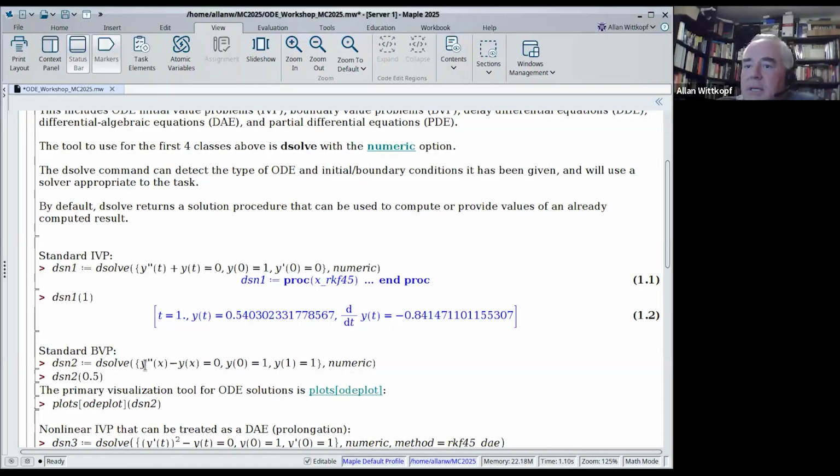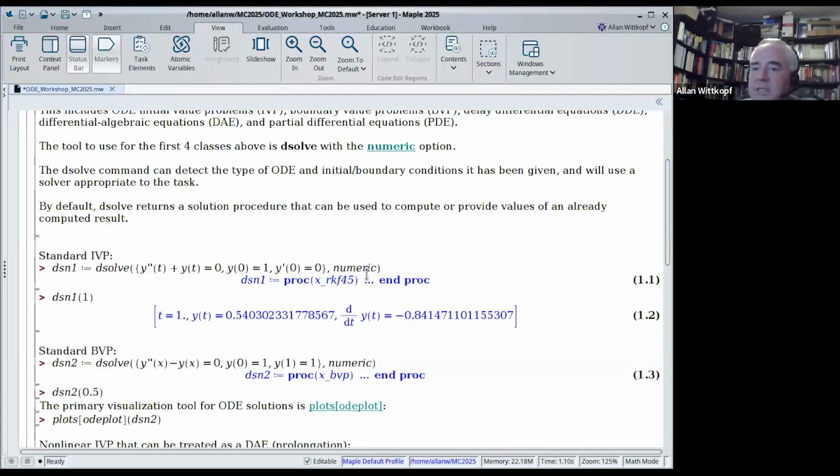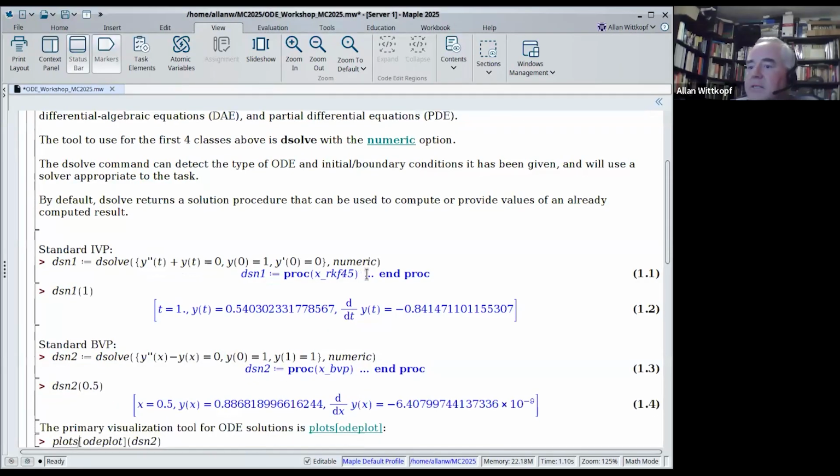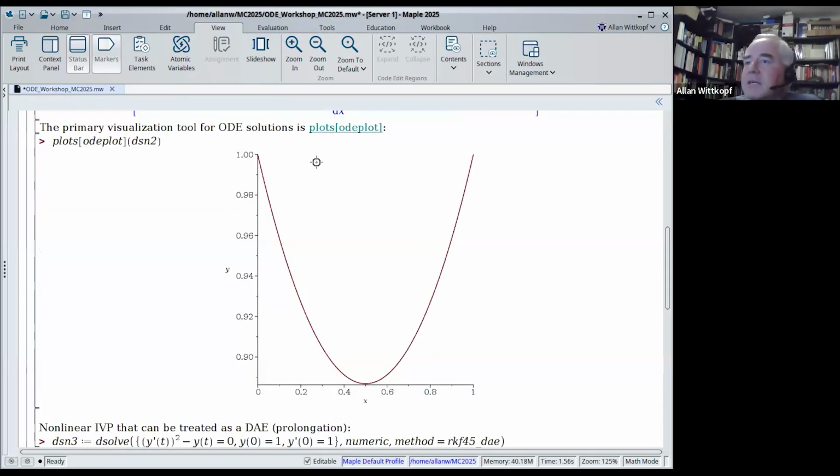Boundary value problems, well, that's just like an initial value problem, but now you're specifying conditions at more than one independent variable point. In this case, I'm specifying a value at 0 and at 1 for this differential equation here. Again, just throw it into dsolve. You get a solution procedure, and you can ask for a value at a point. This is a recap of a lot of the stuff from yesterday, but ODE plots can give you a plot of your solution.